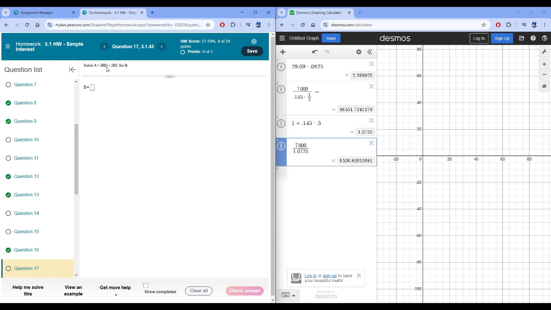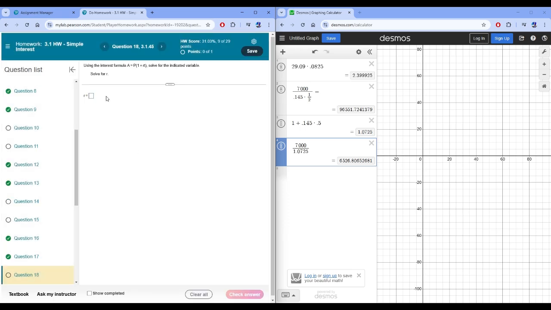Solve for B. You would factor out a B from both terms and then divide by what is that going to be? A divided by, what do they both have in common? That's a 2D plus 2C. Let's do parentheses 2D plus 2C, something like that. Yep. Okay, so using the simple interest formula, solve for the indicated variable, solve for R. Divide by P, or divide by T, sorry. Yep.